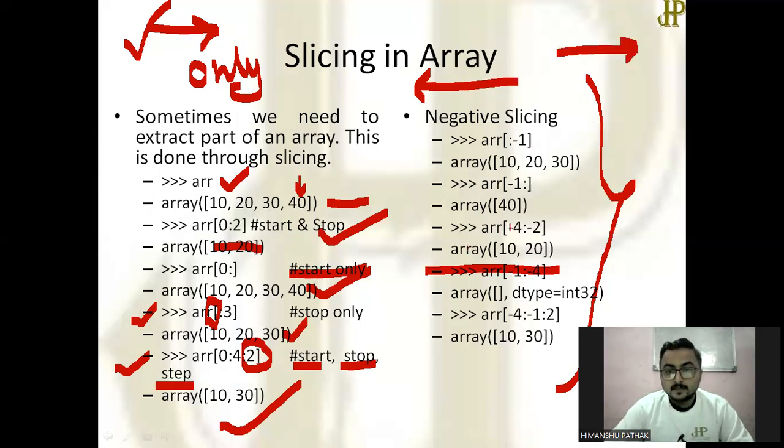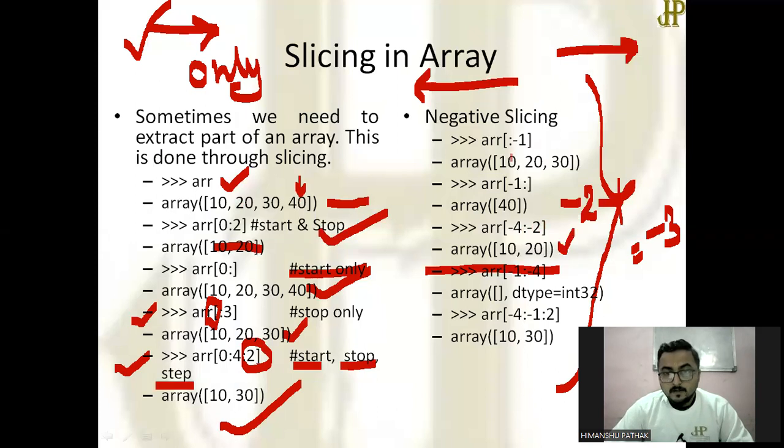So like this here, -4 up to -2. That is -2, -1. What will happen? -4, that is, it starts with 20 and then -3, -2, -1. That is the -3 position. The slicing can be done. -1, -2, -3. That's why 10 and 20 will be printed only.